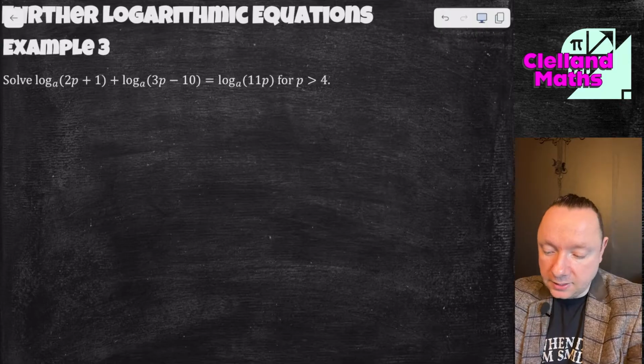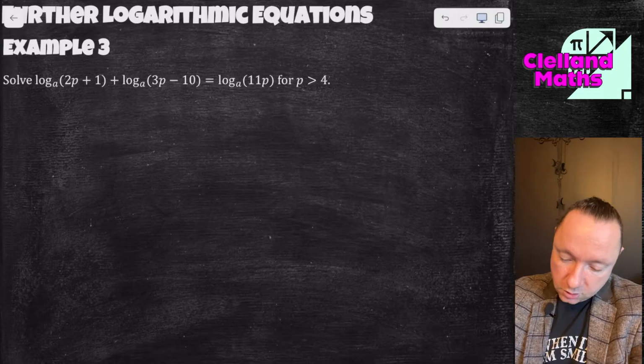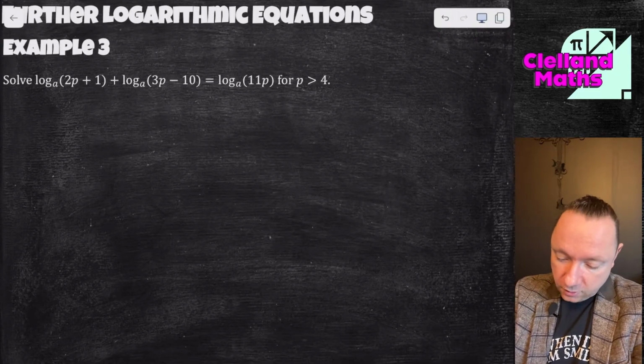Okay, for the logarithmic equations example 3, log base a of 2p plus 1 plus log base a of 3p minus 10 equals log base a of 11p, for p is greater than 4. Okay, let's solve this. Don't worry that it's a log base a or anything. Let's just see what happens when we combine it. It's all the same base.